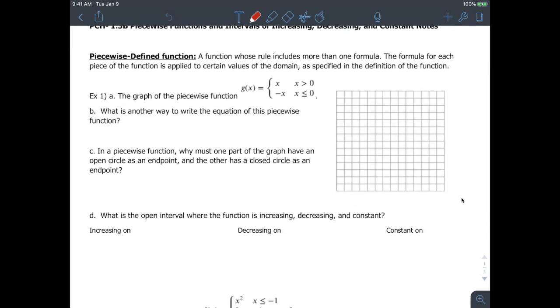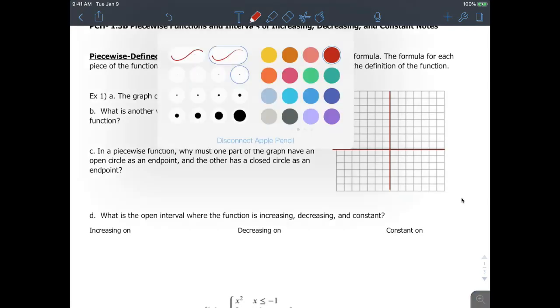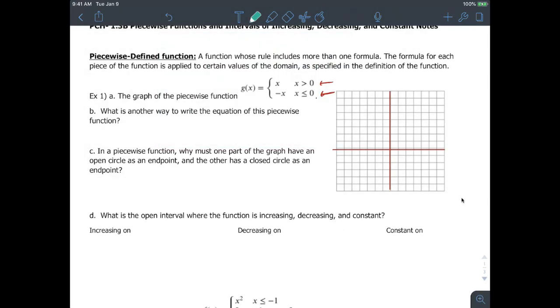We have g of x is defined by x when x is greater than 0, and it's defined by the bottom part, negative x, when x is less than or equal to 0. So let's go ahead and graph that first. What I'm going to do, draw my axes. And so at x is equal to 0, looks like that's kind of where our boundary line is. So somewhere right here. On the right side of the graph, we're going to graph the line y equals x. And on the left side, we're going to graph y is equal to negative x.